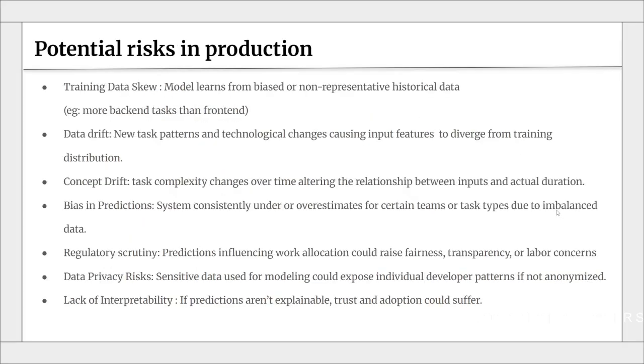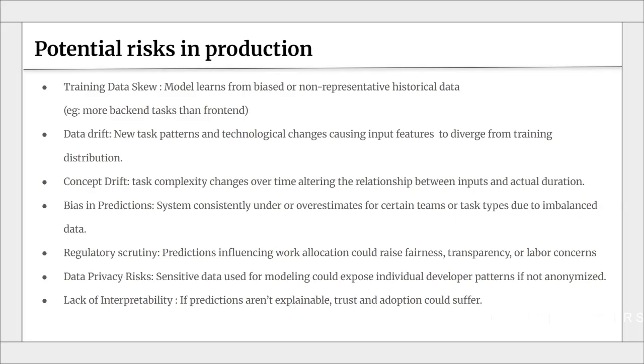Potential risks in production. One, the model learns from biased or not representative historical data. So more backend tasks than front end. So training data skew is an issue for us. And data drift can also occur with time. Technological changes might cause the input features to diverge from what the model has been trained on. And the complexity of tasks changes over time, altering the relationship between the input and the actual duration.